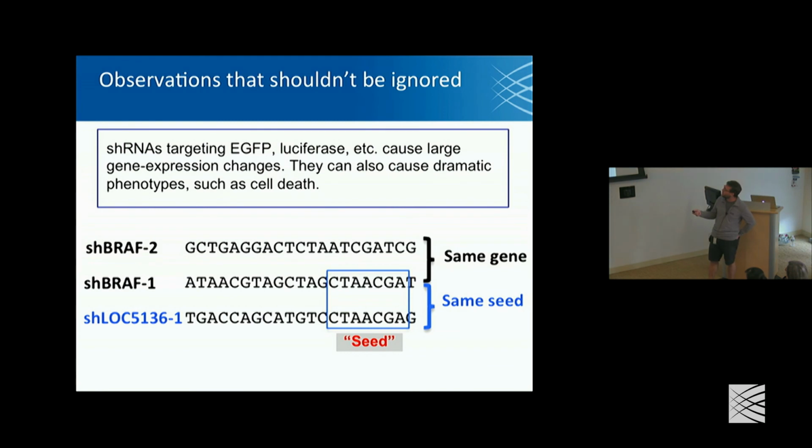We asked, okay, well, if we put in two different shRNAs that both target the same gene, in this example, BRAF, or we put in an shRNA that shares this same seed sequence, the same 7 nucleotide region that triggers microRNA-like activity, which of these two are more similar when we put them into cells? And we didn't do this with just one set of shRNAs, but with thousands.